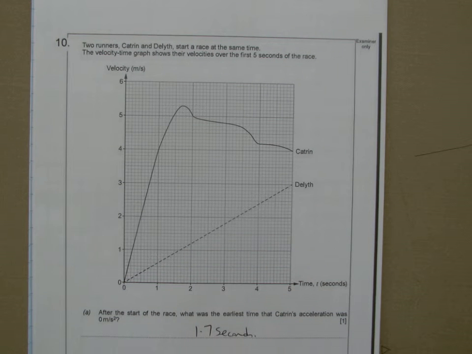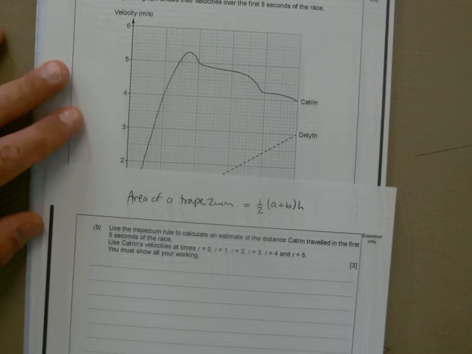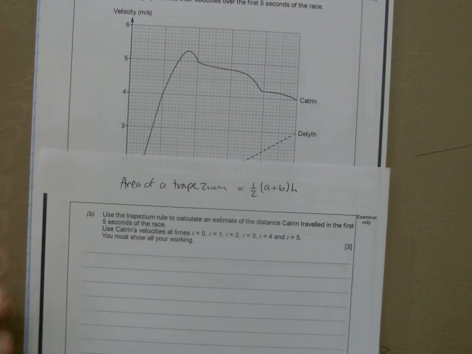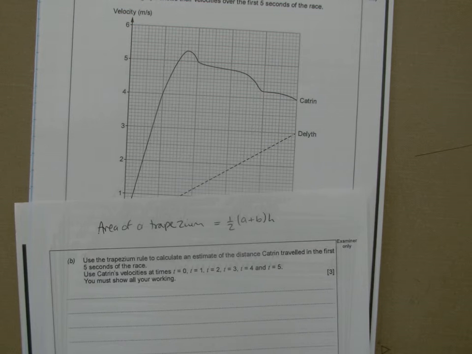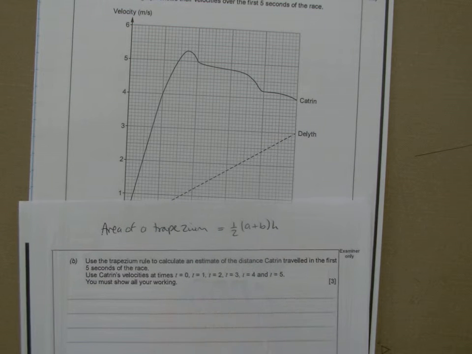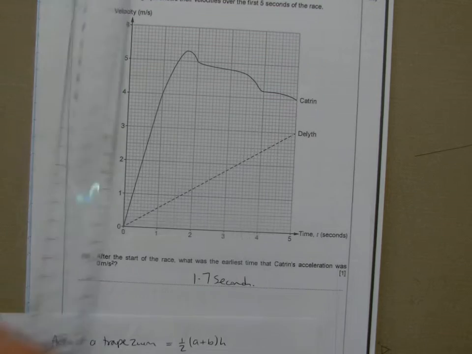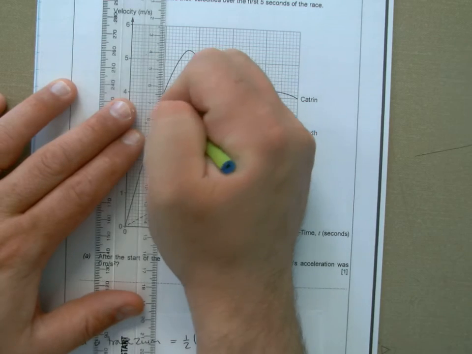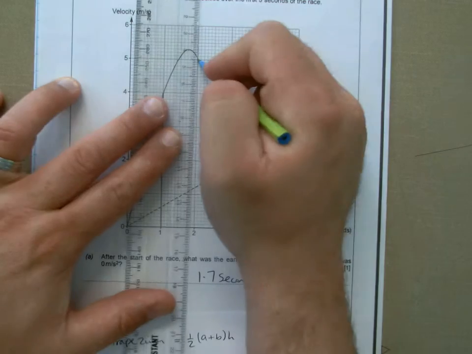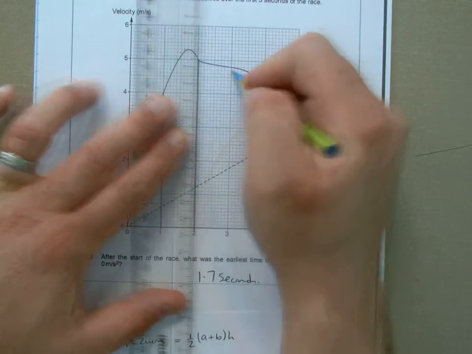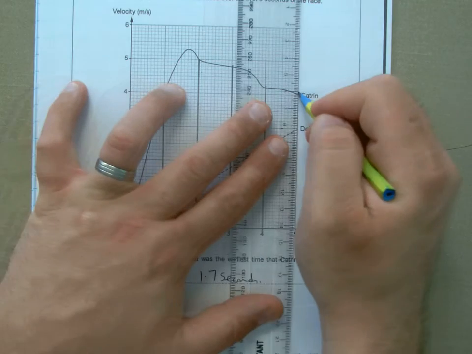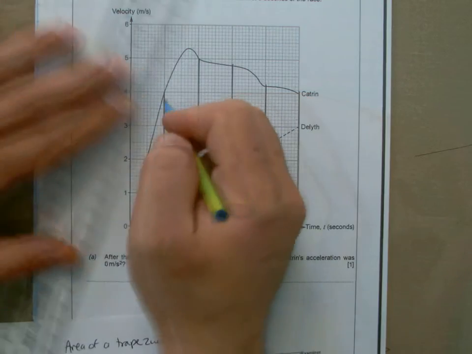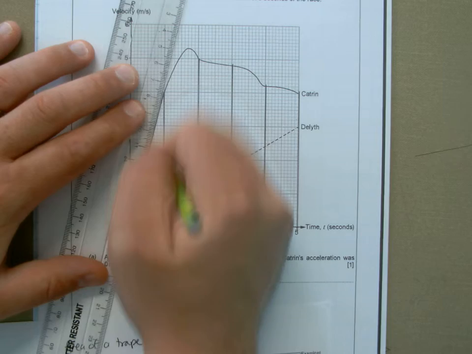In part B, it says, use the trapezium rule to calculate an estimate for the distance Catherine covered in the first 5 seconds of the race. And it says use Catherine's velocities at those times. So these are what we call our ordinates. I'm going to draw lines at these so you can see that they are actual trapeziums that we're going to create. If I draw my lines at those particular points, all the way up to 5, you can see trapeziums are being created.